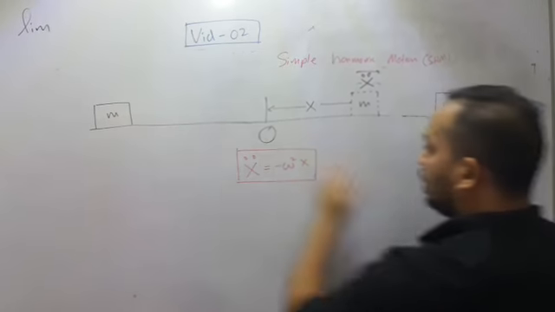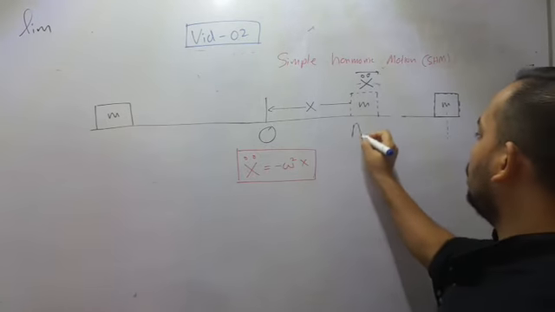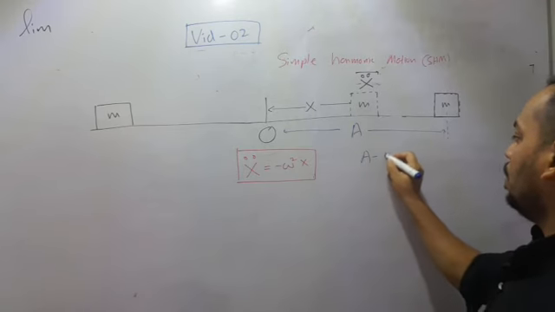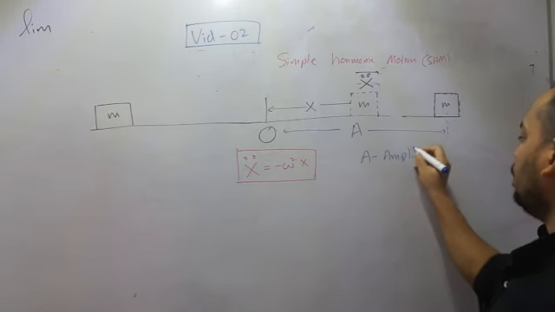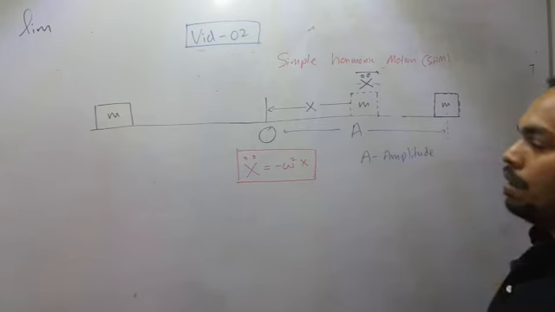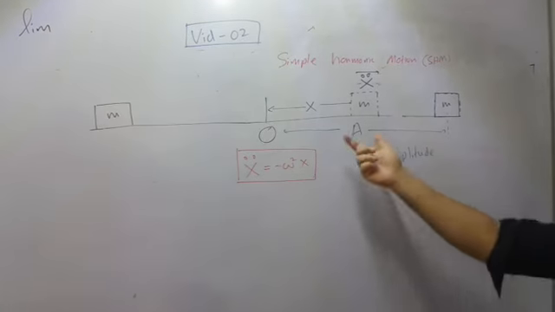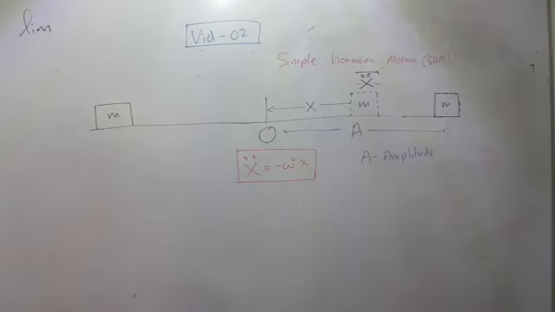Now, what is the maximum displacement it can take? The maximum displacement is called the amplitude. Amplitude is the maximum displacement of a particle moving with simple harmonic motion.